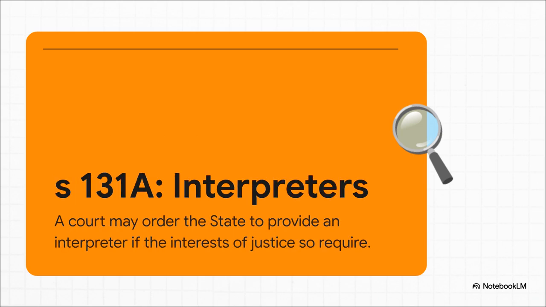So what happens if someone can't be understood? Well, that's where Section 131A comes in. It gives the court the power to get an interpreter. And look, this is more than just a procedural box to tick. It's about fundamental access to justice. For your exam, remember the key phrase: the court will order one when the interests of justice require it.